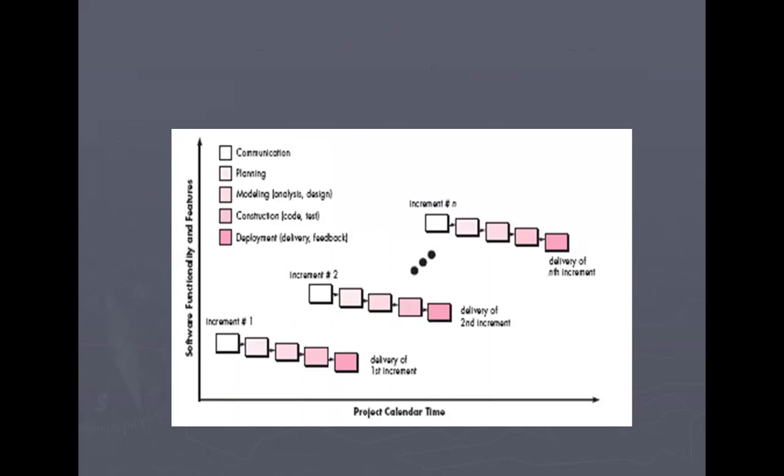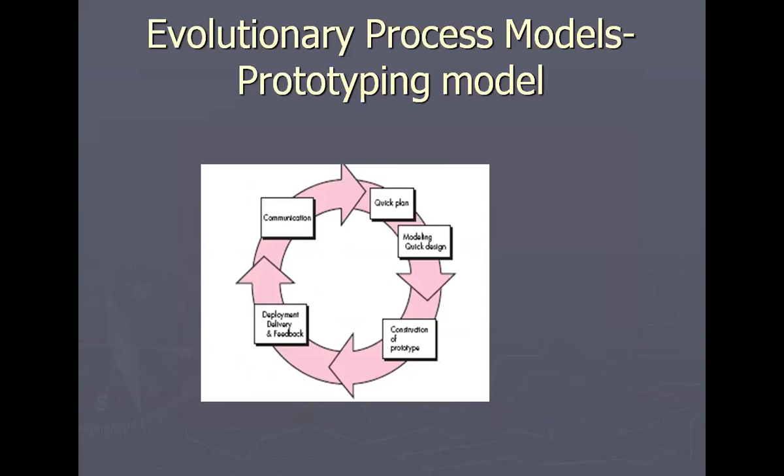The second delivery, increment 2, means the second version of the product. In this way we will go to n versions of your project. That is the incremental model. Next is the evolutionary process model, that is the prototyping model.